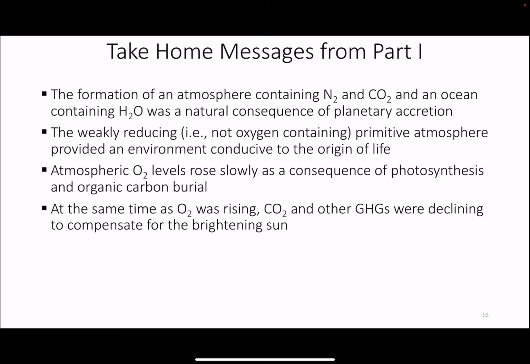Once life got to the point of photosynthesizing organisms, you had this slow rise in atmospheric oxygen because of photosynthesis and organic carbon burial. Don't forget the second part. And as the O2 was rising, the CO2 and other greenhouse gases were declining in some way, shape, or form that we don't understand, to compensate for the fact that the sun was getting brighter. So the environment has been fairly stable despite all these large-scale changes.